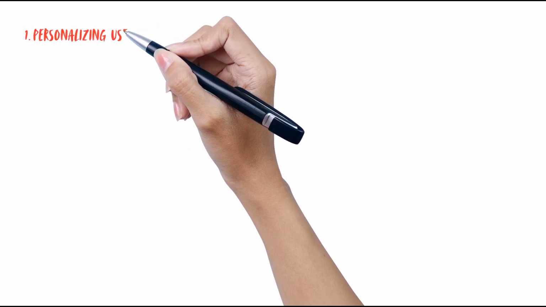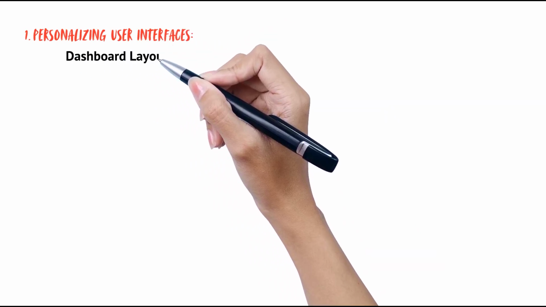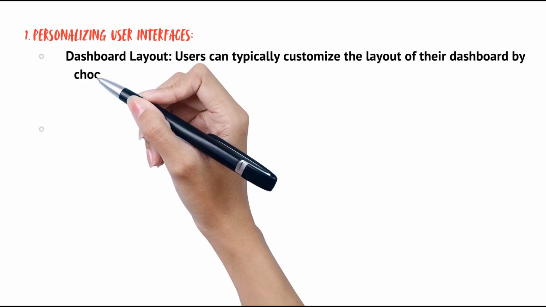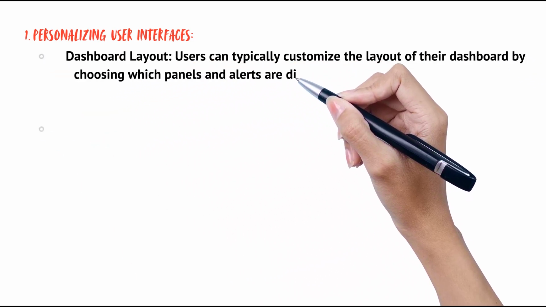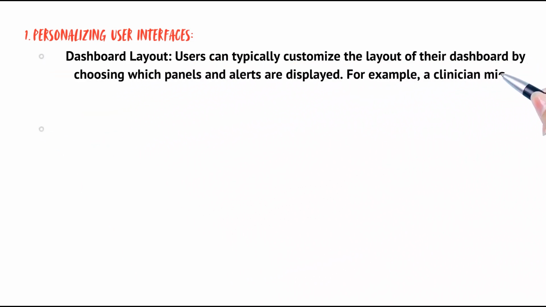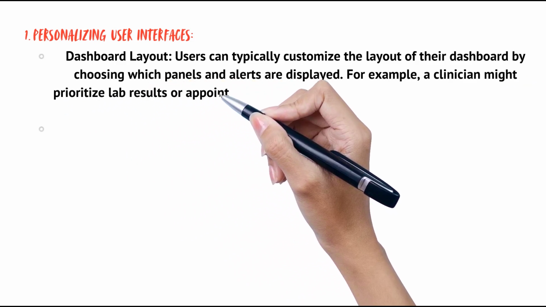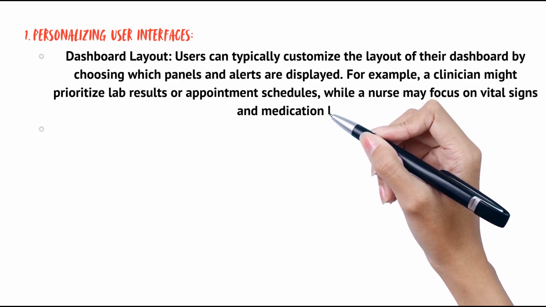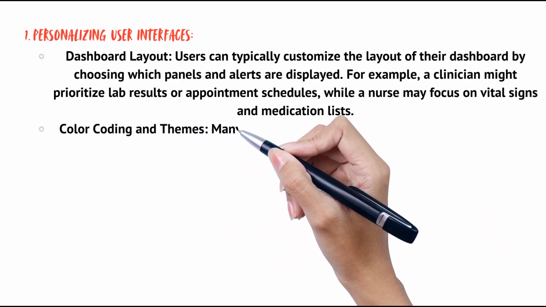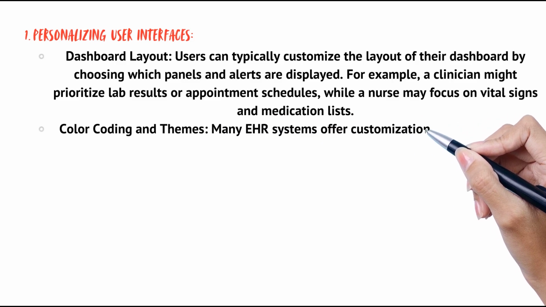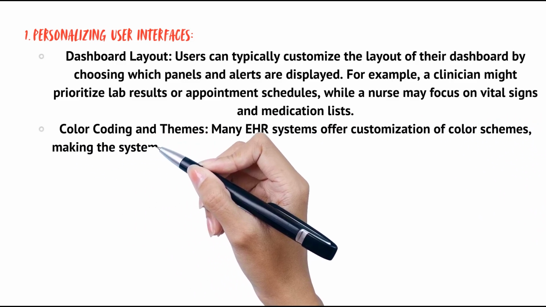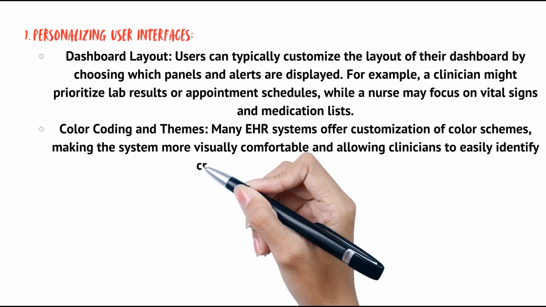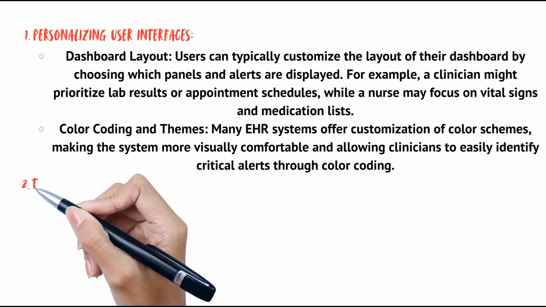1. Personalizing user interfaces. Dashboard layout. Users can typically customize the layout of their dashboard by choosing which panels and alerts are displayed. For example, a clinician might prioritize lab results or appointment schedules, while a nurse may focus on vital signs and medication lists. Color coding and themes. Many EHR systems offer customization of color schemes, making the system more visually comfortable and allowing clinicians to easily identify critical alerts through color coding.